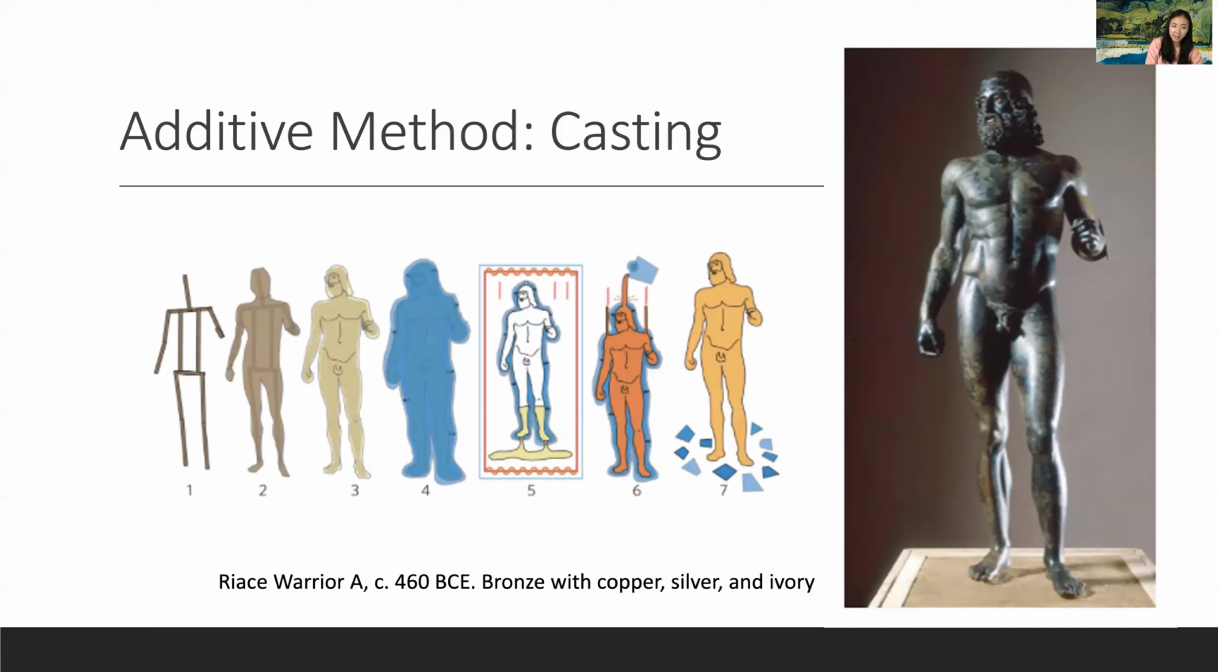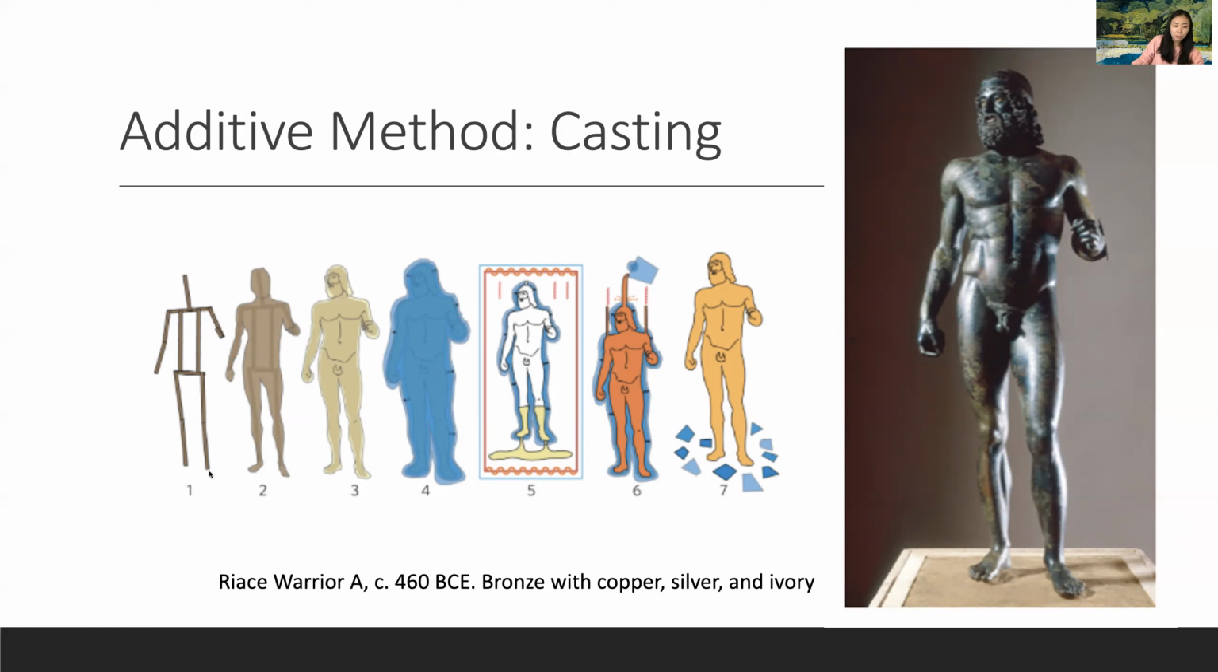Now let's see the casting method as one of the additive methods of sculpture. So casting involves adding a liquid or pliable material to a mold. So it is done in order to set a form in a more durable material or to make it possible to create multiple copies of a work.